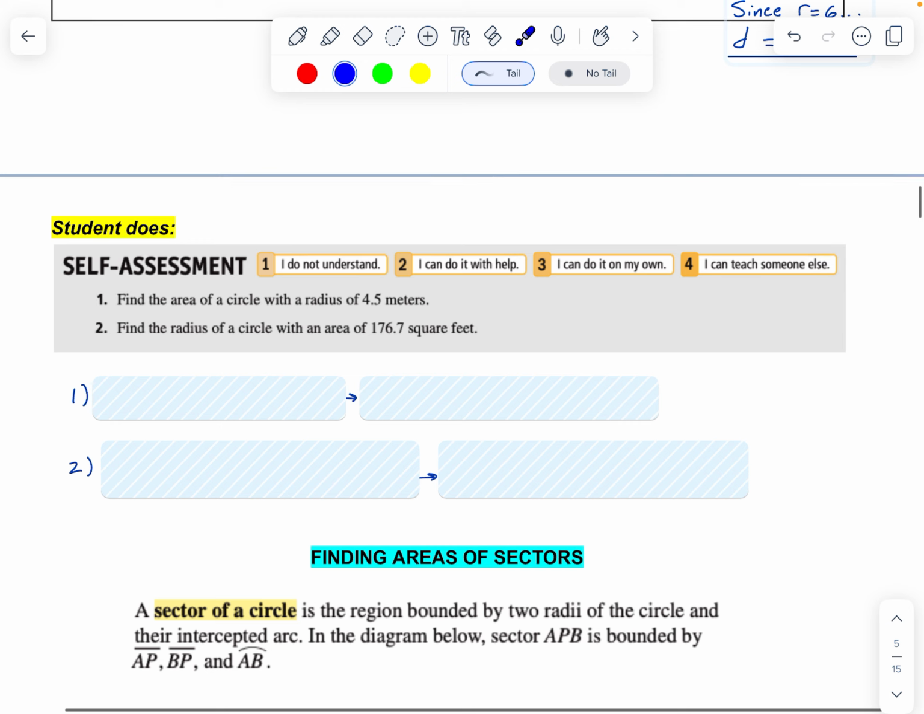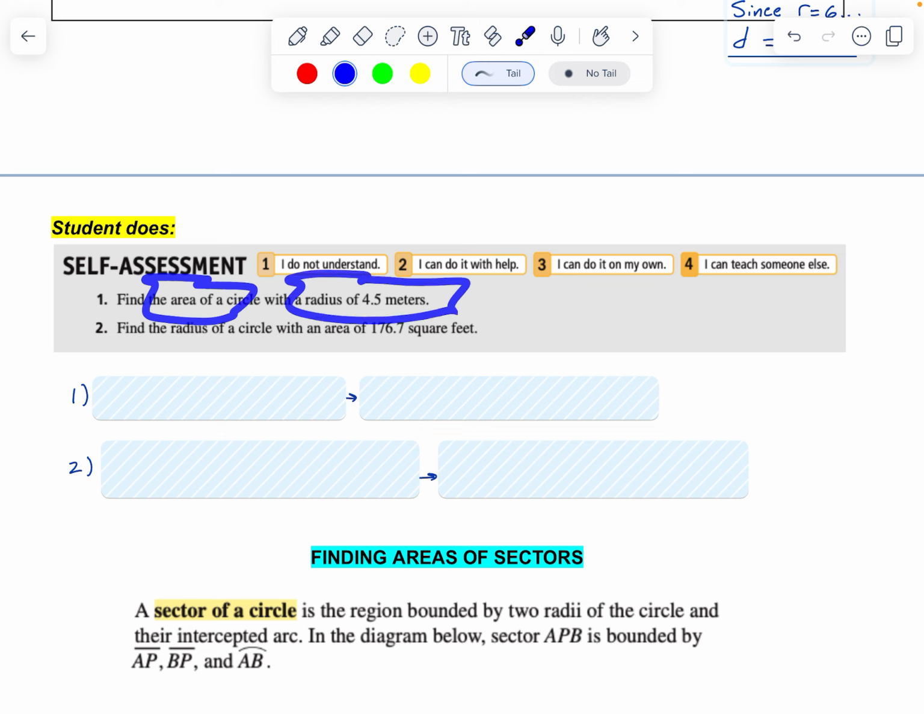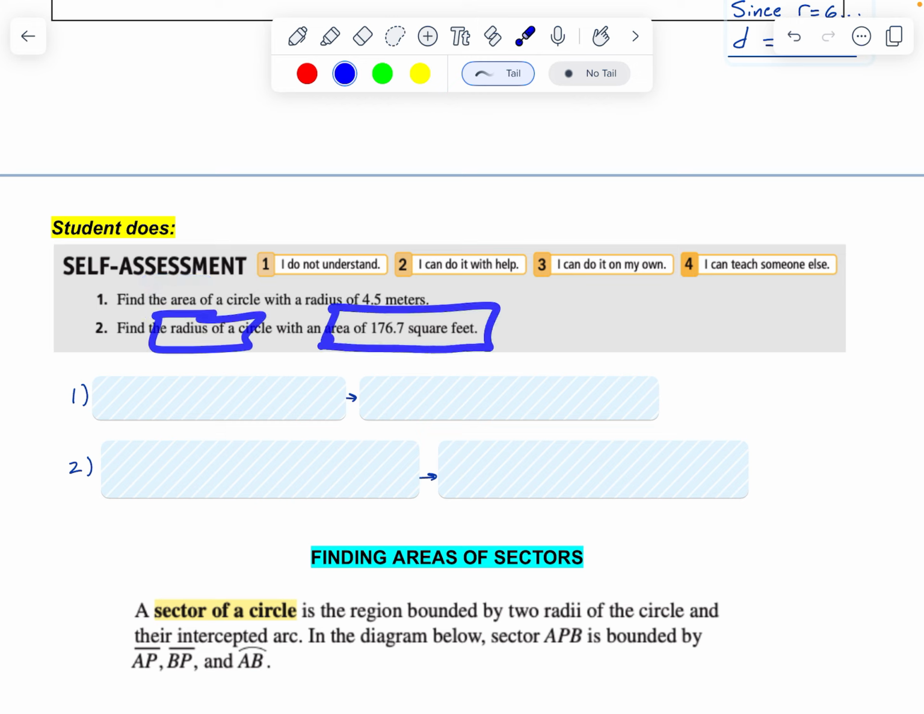Take a moment, try problem 1 and problem 2 yourself. Problem 1, find the area of a circle, you're given the radius. Problem 2, find the radius of a circle, you're given the area. So this one's not going to require that last step of finding the diameter. Pause the video, take a moment to try these yourself.